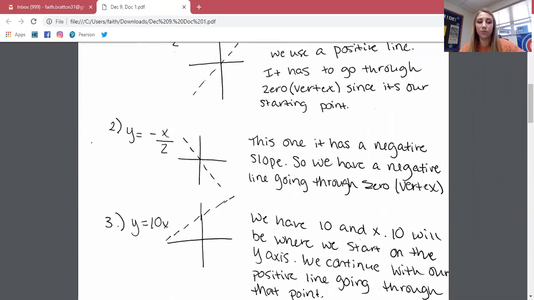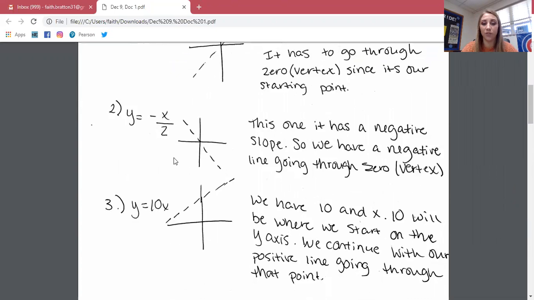Okay, so the next one is y equals negative x over 2. Since this one's negative, the slope will go down. It'll be the opposite of the positive one. So we'll use the negative line going through 0 as our vertex.